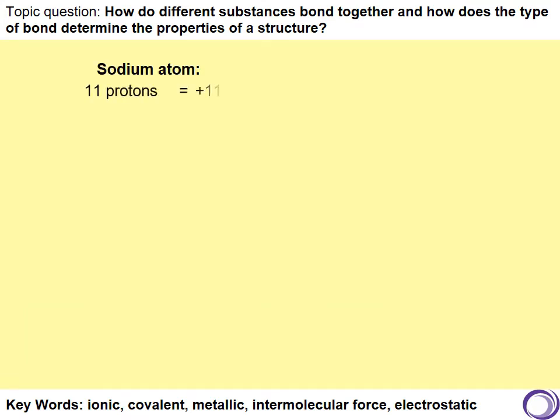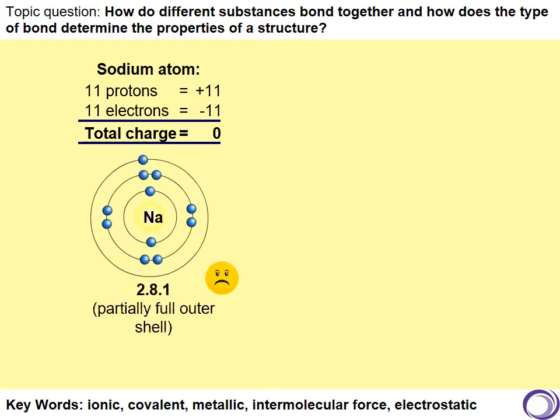A sodium atom then will have 11 protons and 11 electrons. Protons are positive, so it has a plus 11, and the electrons are negative, so it has a minus 11. If we add those up, overall we have zero charge. However, we have a partially full outer shell, and this means that the atom is unstable. The easiest thing for sodium to do then is to lose this one electron that it has in its outer shell.